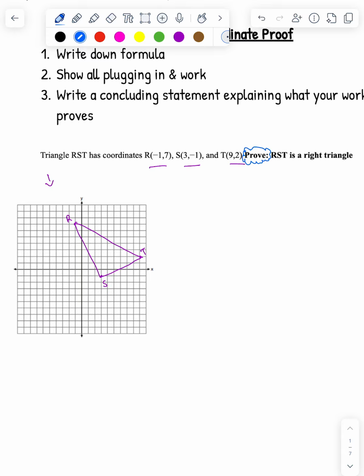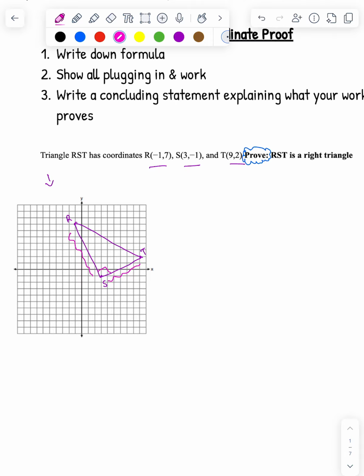In order to show that it's a right triangle, I do need to show that it has a right angle. And it does appear, I'll have to prove it, but it does appear the right angle is going to be located over here by angle S. And I know that right angles are created by perpendicular lines. So if I can show that the two lines forming the right angle, RS and ST, are perpendicular, then I'll know that there for sure is a right angle there, and I'll know that I do have a right triangle.